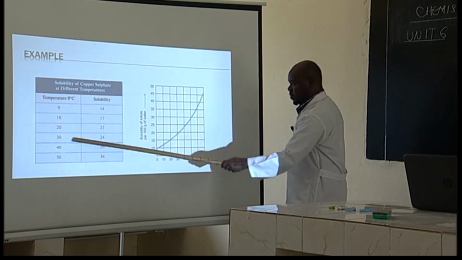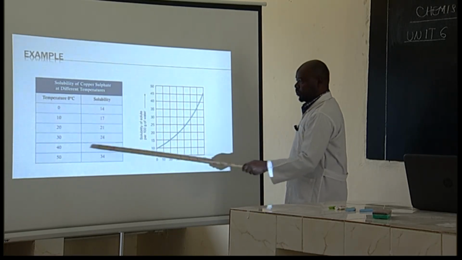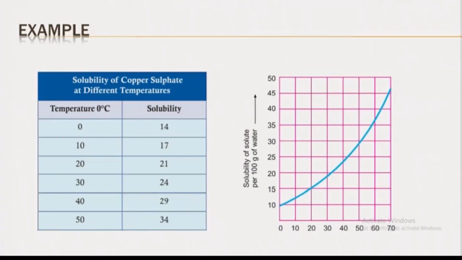At 30 degrees, it is 24. At 40 degrees, it is 29. And at 50 degrees, it is 34. What do you realize when you look at the values we have here? As temperature increases from 0 up to 50, solubility is also increasing.